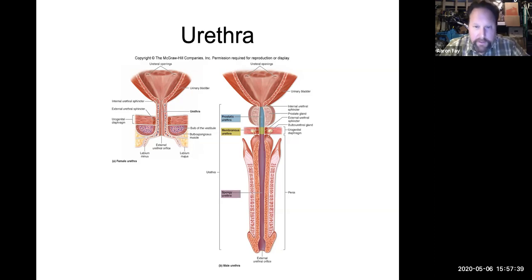Okay, so the internal urethral sphincter in females is at the bottom of the bladder, and then the external urethral sphincter is shown right here. In men, the internal urethral sphincter is superior to the prostate, and then the external is inferior to the prostate down here. All right, so there are some minor structures here, but we'll cover those in our final lecture on the reproductive system.